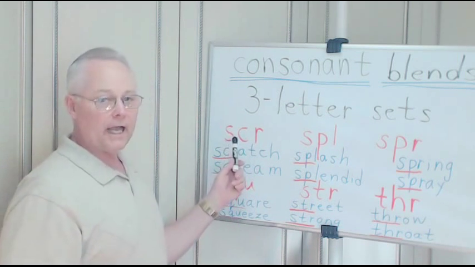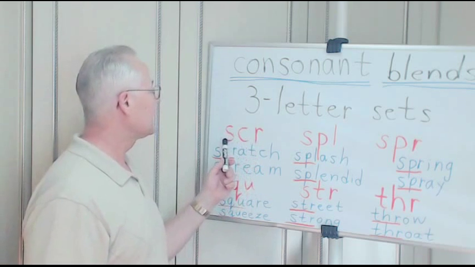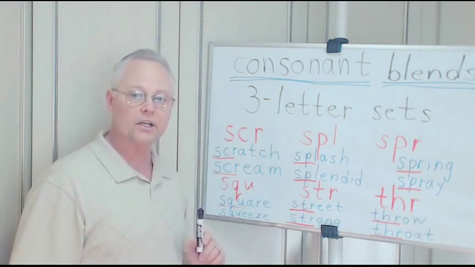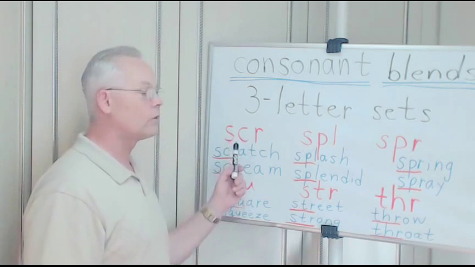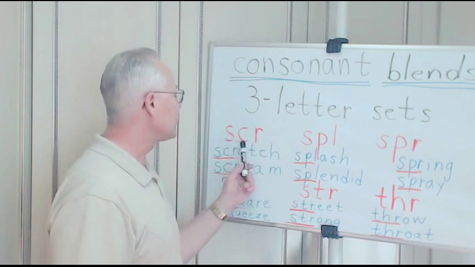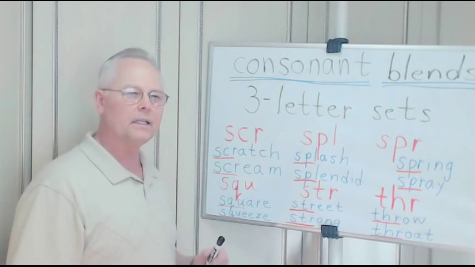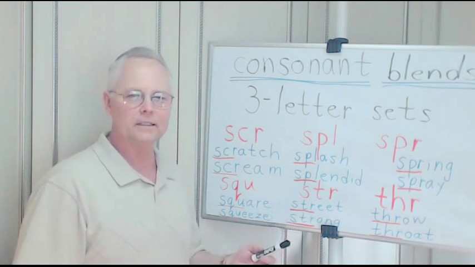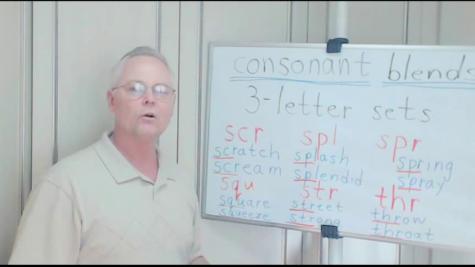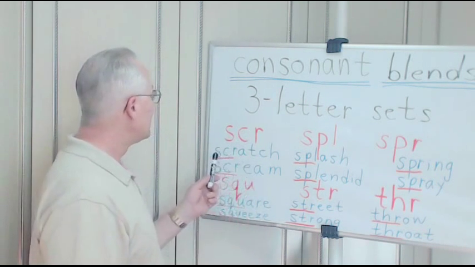And the ones we're looking at, S-C-R. Here, the C sounds like a K. Scr, scr, cr, cr. R, r, r. Scratch, scratch. You barely get the C in there, but sk, k, r, skr, it's there.